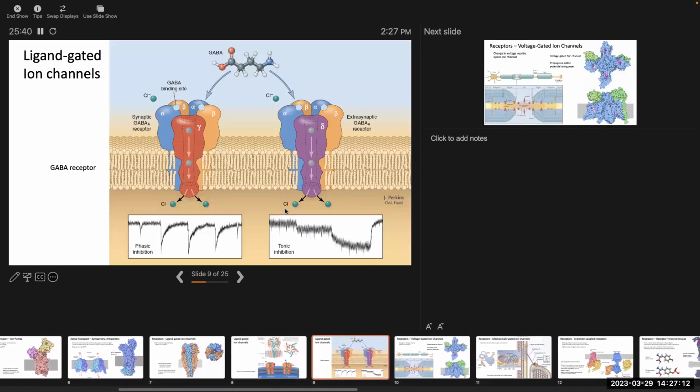Yet another example of an illustration showing a ligand-gated ion channel. This is the GABA receptor. GABA is that molecule up at the top shown as a ball and stick. So there's an example of one of my ball and stick models done in Illustrator. GABA is short for gamma aminobutyric acid. It's a small molecule that's a very common neurotransmitter, especially in the central nervous system. And it's an inhibitory neurotransmitter.